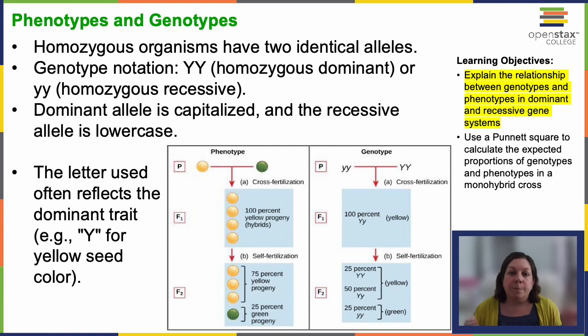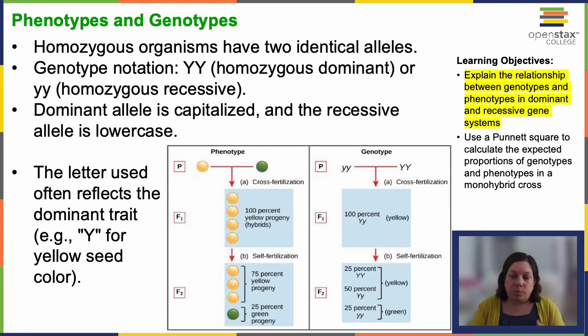So if you breed two homozygous dominant plants together, all of their offspring will be homozygous dominant, okay? All right, when the P generation plants with contrasting traits, so homozygous dominant and homozygous recessive, are cross-fertilized, the offspring are all going to be what's called heterozygous, meaning that they possess one copy of the dominant trait and one copy of the recessive trait.